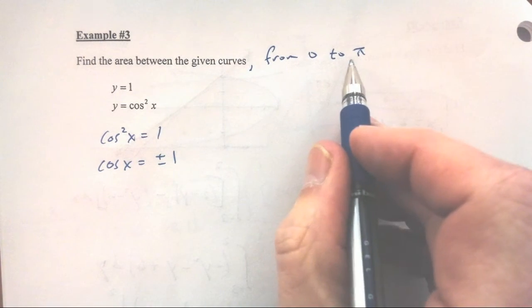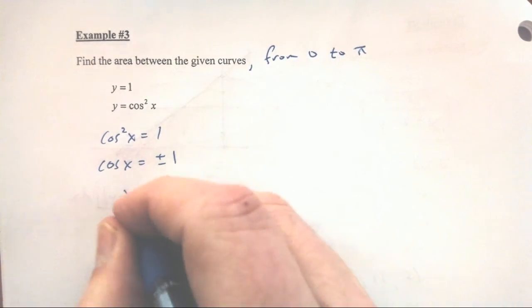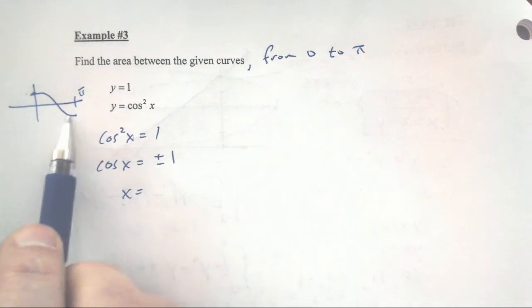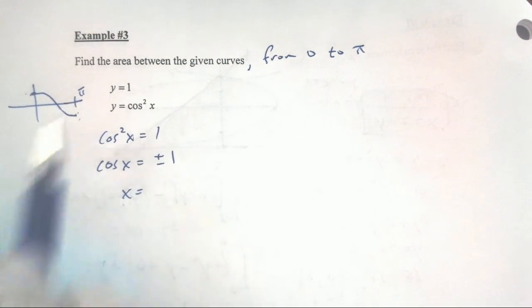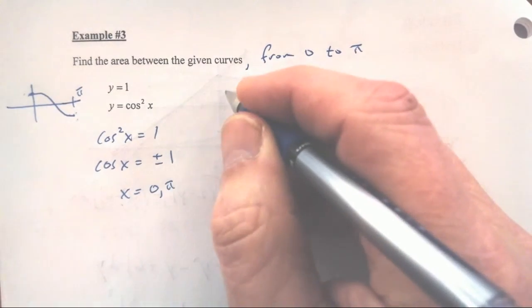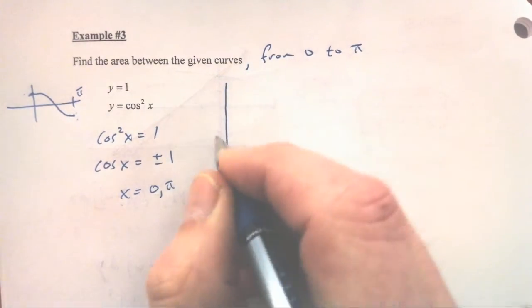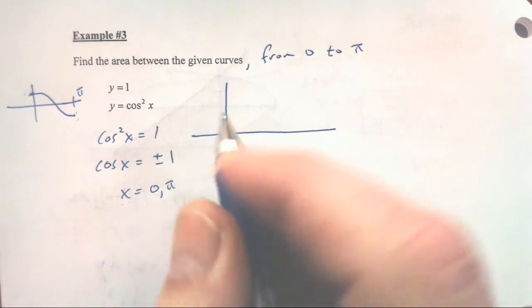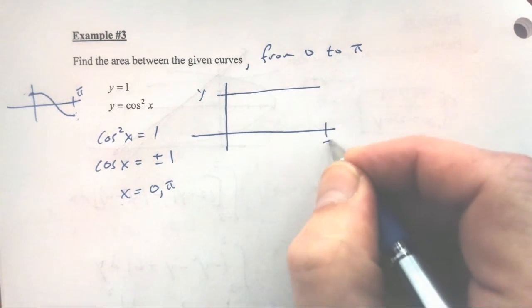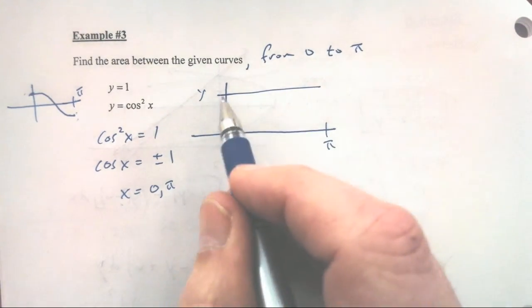Well, cosine of x is plus or minus 1. If we're just dealing from 0 to pi, it happens, because here's the graph of cosine from 0 to pi. It's 1 at 0, and it's negative 1 at pi. So that's 0 and pi. So, good news. Our intersections all occur, or we're bound between those right where we would want to be. Here's y equals 1 from 0 to pi, and cosine.